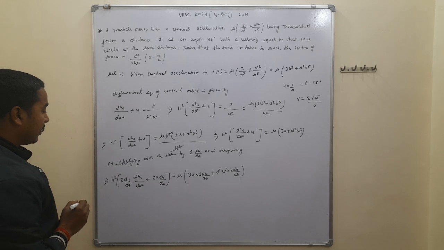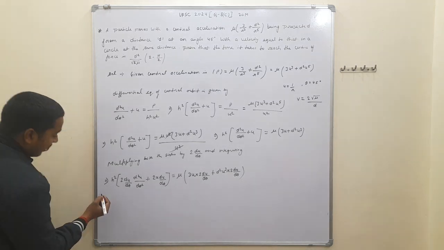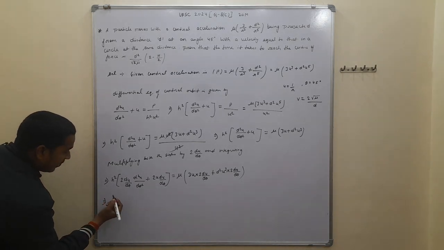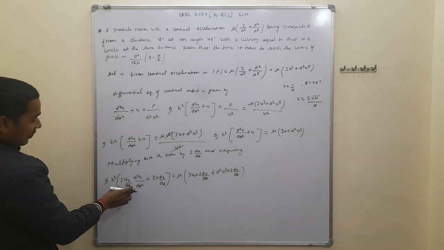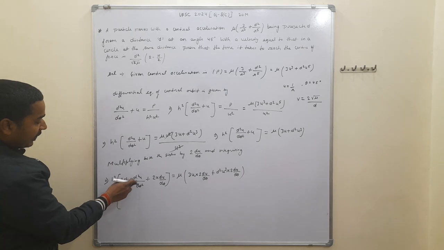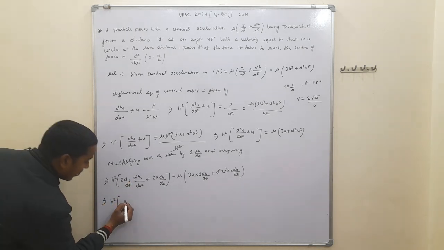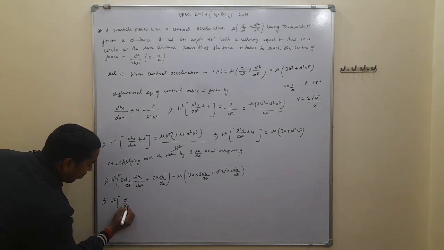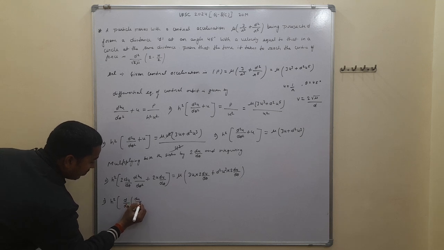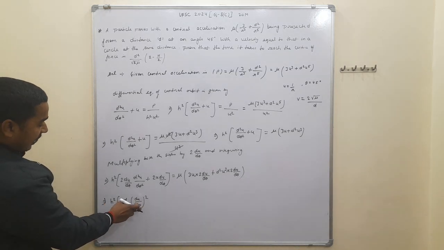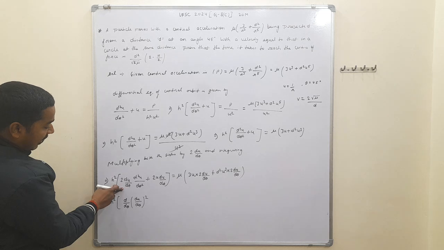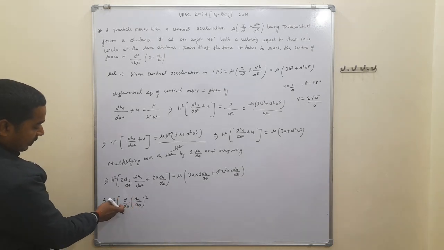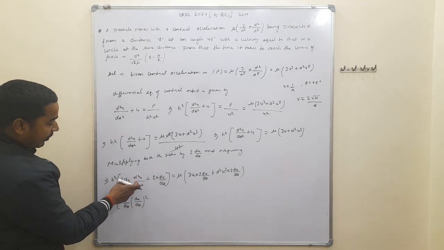Further we have to write in the differential form, that is derivative form, h square into 2 du upon d theta, d2u upon d theta square, which is written as d by d theta of (du upon d theta) whole square. When we differentiate (du upon d theta) whole square with respect to theta, we get 2 du upon d theta, and again differentiating du upon d theta with respect to theta, we get d2u upon d theta square.